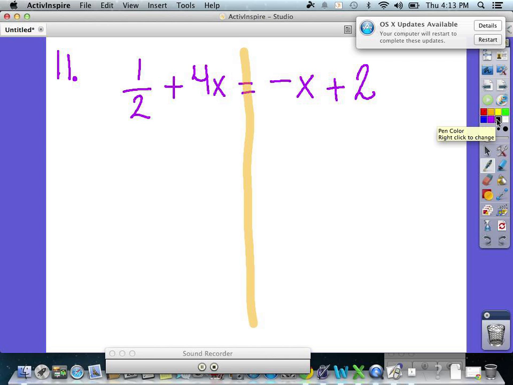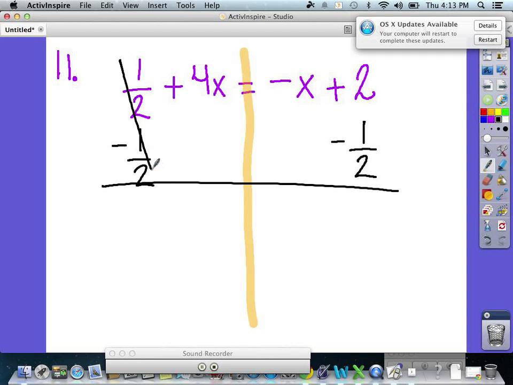Okay. Do I have like terms on one particular side? No, 1/2 and 4x are not like terms. So look to the other side. Negative x plus 2, that's not like terms. So now I'm going to move my number and get all my numbers on one side. So 1/2 is positive, so we're going to make it negative by saying minus 1/2. We're going to do the same thing on both sides. That will cancel out. 2 plus negative 1/2 will give us 3 over 2, or 1 and 1/2.